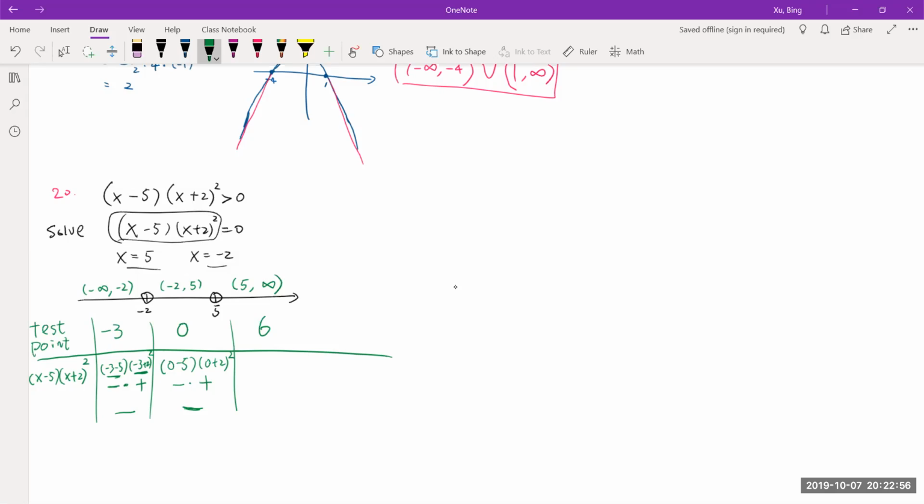All right, now on 6. You plug in 6 there. 6 minus 5, 6 plus 2 squared. This is positive times positive. Overall, it's a positive. Okay.